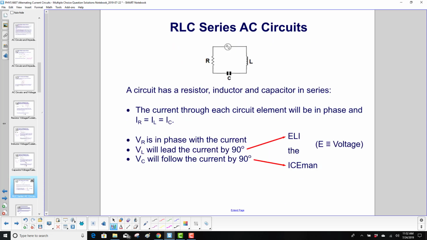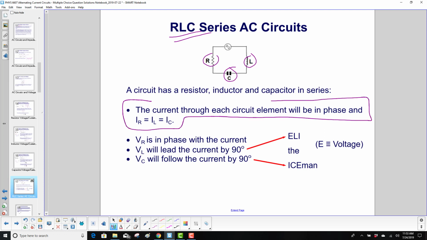Let's put it all together now. We're in the same circuit. We have a resistor, an inductor, and a capacitor. We call that an RLC series circuit because they're in series and you have a resistor, inductor, and capacitor. The current through each circuit element will be in phase. This is the key part right here: current is in phase through each of the elements. However, the voltages will be different. The voltage across the resistor is absolutely in phase with the current.